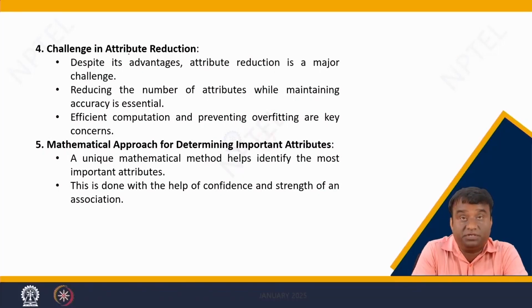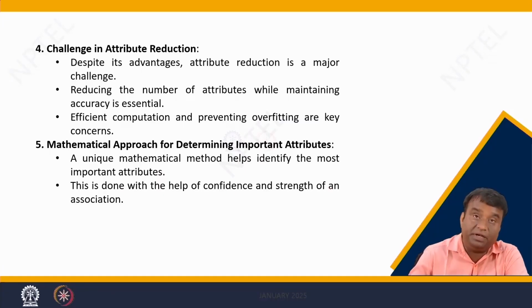Challenge in attribute reductions. Despite its advantages, attribute reduction is a major challenge. Reducing the number of attributes while maintaining accuracy is essential. Efficient computation and preventing overfitting are key concerns. Fourth is a mathematical approach for determining important attributes. A unique mathematical method helps identify the most important attributes. This is done with the help of confidence and strength of an association.